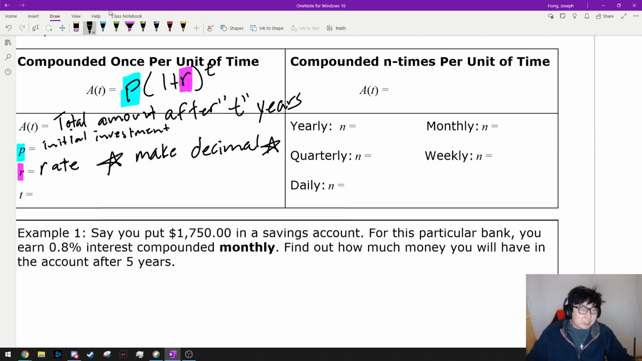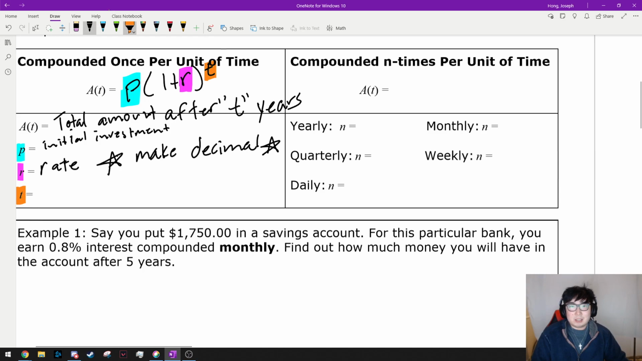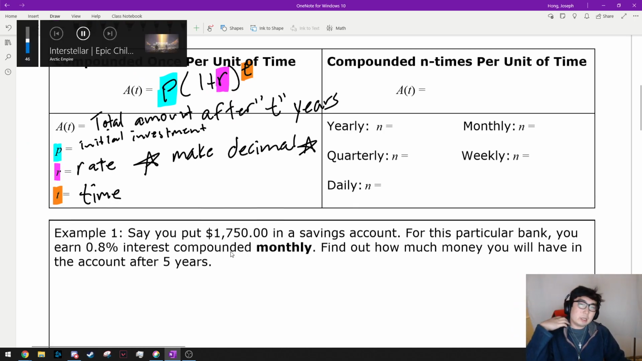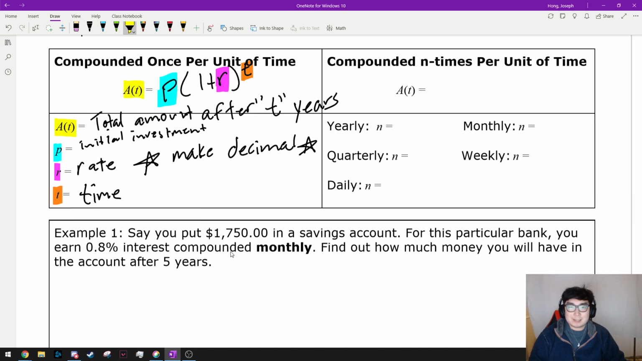The T is talking about how long you're going to be keeping this investment inside the rate of change. So T is talking about time. So this is one variation, and this will be the easiest type of question, which pretty much is saying like, you're only gonna be getting paid once per year. The amount is still the same because the rate is still a rate, but how often you get paid will be different, and you're gonna be able to see the difference between getting paid once per year, getting paid many times a year. And if you think about it, getting paid many times a year is better.